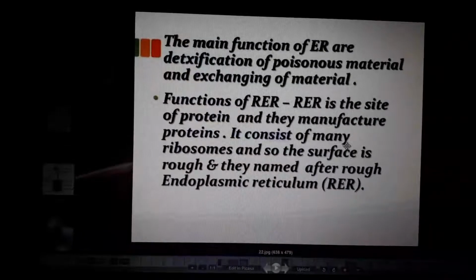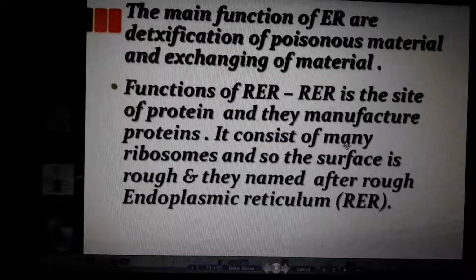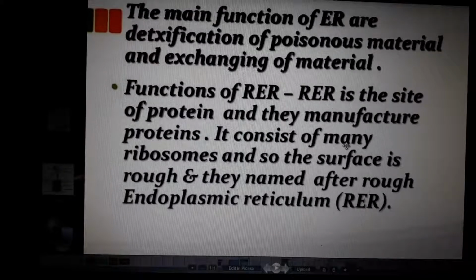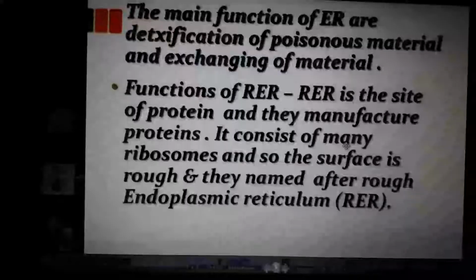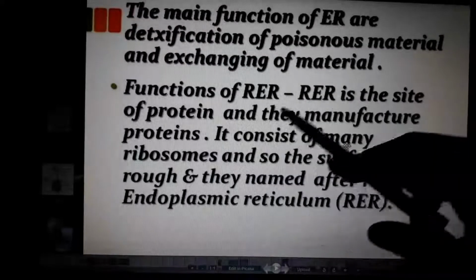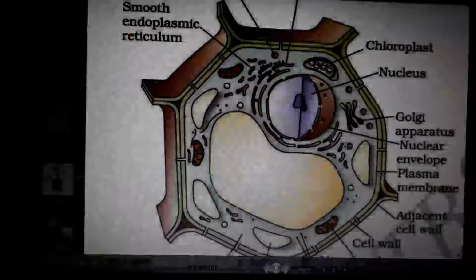See, the main functions of ER are detoxification of poisonous materials and exchanging of materials. Let's see. RER is the site of protein, and they manufacture protein. Any doubt? No. It consists of many ribosomes, so the surface is rough, and it is named after that: rough endoplasmic reticulum. So RER manufactures protein. At the same time, SER manufactures fat.